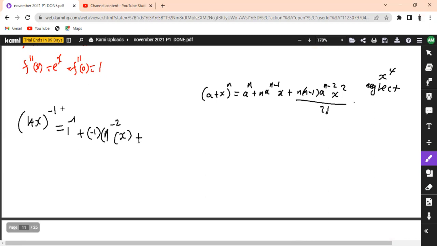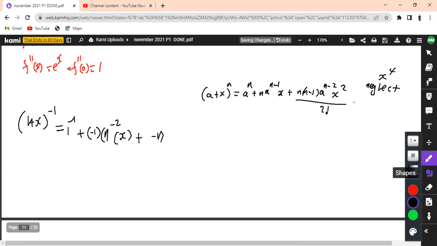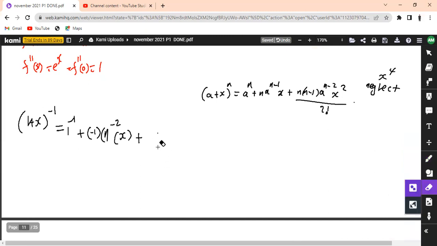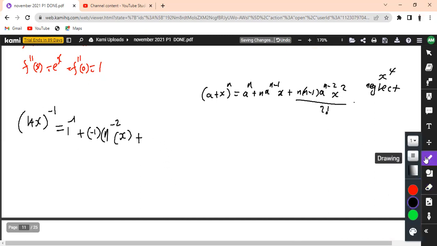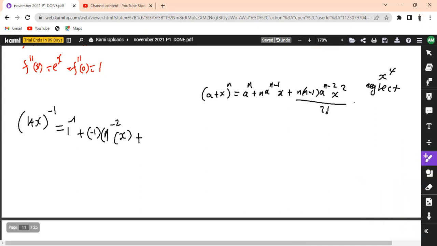Okay, sorry guys, I need to write slowly here. So plus -1 times -2. We drop the exponent here, and it is now -1. We subtract 1 now, it's -3. x is going to increase, so it's now x to the exponent of 2 over 2 factorial.